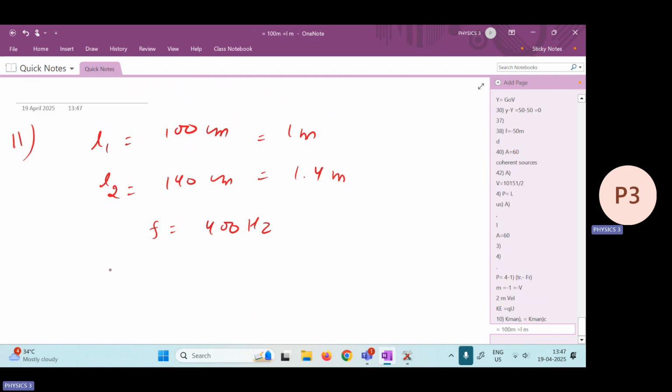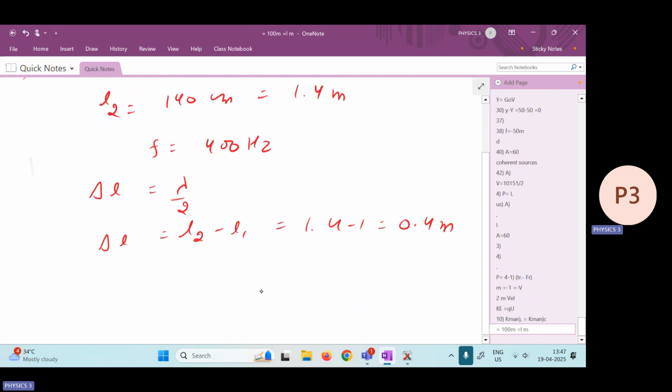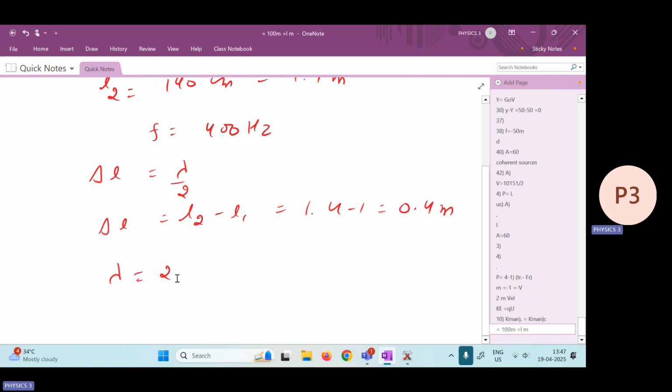Okay, so we know that the distance between two consecutive resonances, delta L, is equal to lambda by 2. And delta L we can write as L2 minus L1. So that will be 1.4 minus 1, which comes out to be 0.4 meter, right? Now lambda we can write as 2 times delta L. So that will be 2 into 0.4, so that will be 0.8 meter.